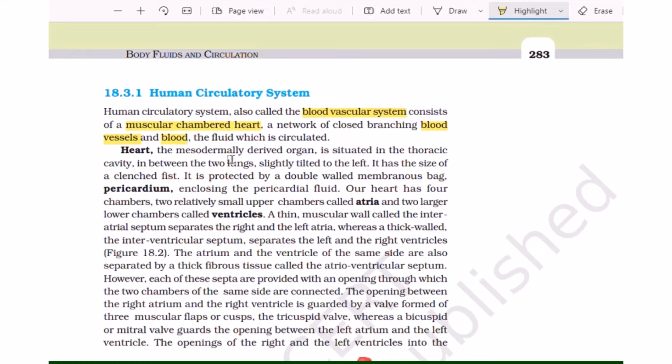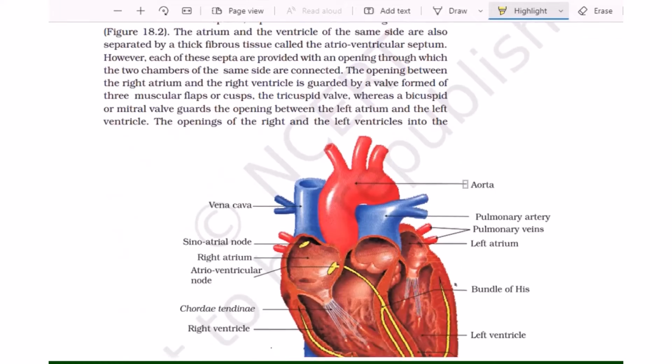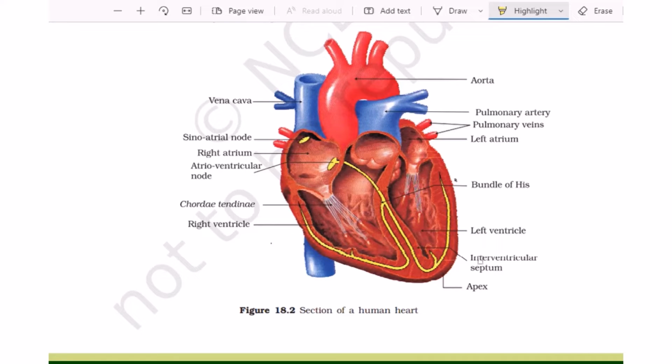Now, heart is a mesodermally derived organ. So this organ, which is heart, is derived from the mesodermal layer, and it is situated in the thoracic cavity, between the two lungs, and it is slightly tilted to the left. If you look at this diagram of the heart, this is the left side of the heart, and this is the right side of the heart, and you can see that it is slightly tilted towards the left side, right?